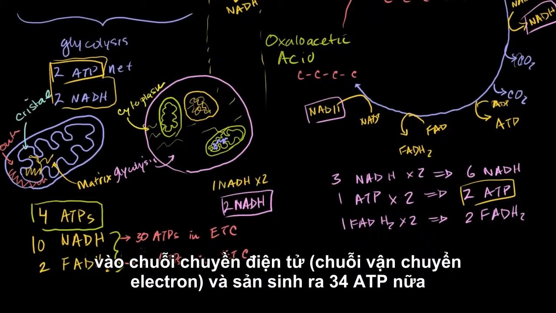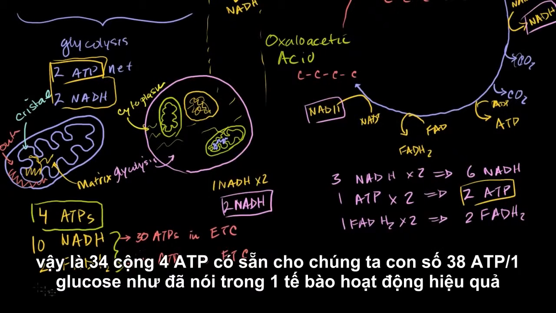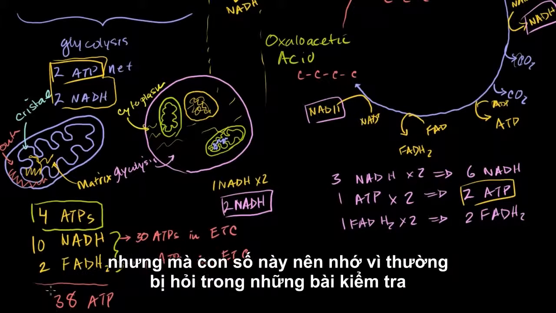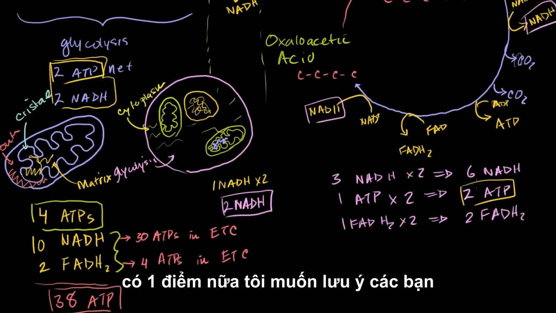And then eventually these outputs from glycolysis and the citric acid cycle, when they get into the electron transport chain, are going to produce another 34. So 34 plus 4 does get us to the promised 38 ATP that you would expect in a super efficient cell. This is kind of the theoretical maximum. In most cells, they really don't get quite there. But this is the good number to know if you're going to take the AP Bio test or in most introductory biology courses. There's one other point I want to make here.